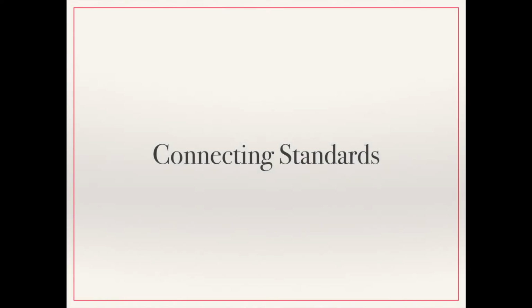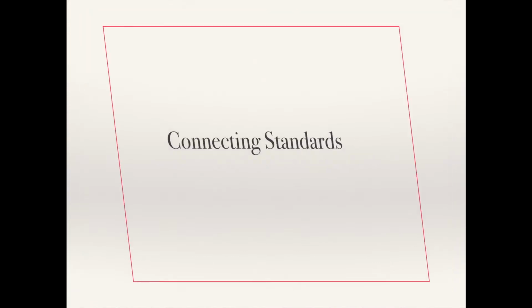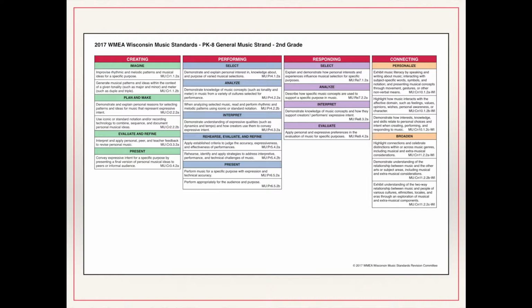The next area of modifications was to the connecting standards. As you look at the WMEA Wisconsin Music Standards, you'll see our added language, personalize, and broaden. These replace number 10 and number 11 from the National Core Music Standards. I'll point out here that within each of these two categories, we have three specific standards. Each of these standards has a numeric identifier that includes a Wisconsin designator at the end. That's because these are our addition to the music standards.